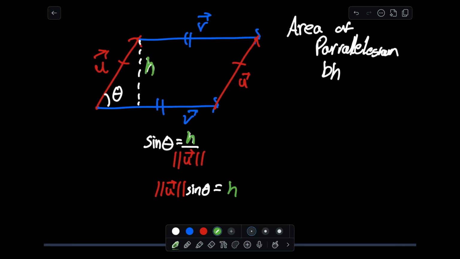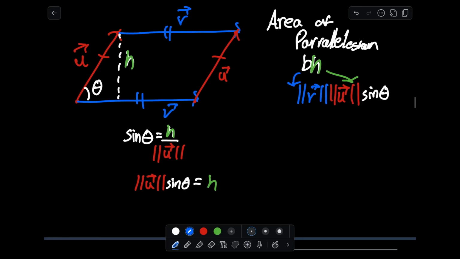And our base, which we haven't gotten to yet, is going to be the magnitude of v, right? So then we can say that the magnitude of v times the magnitude of u times sine theta, this corresponds to this part, and this corresponds to this part.